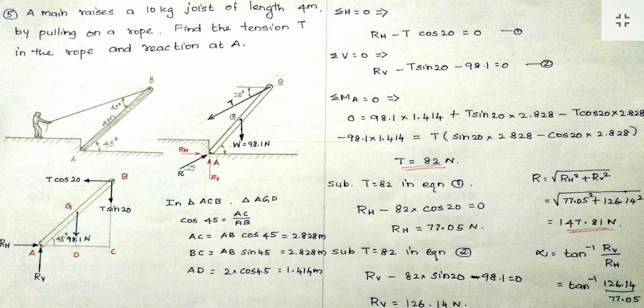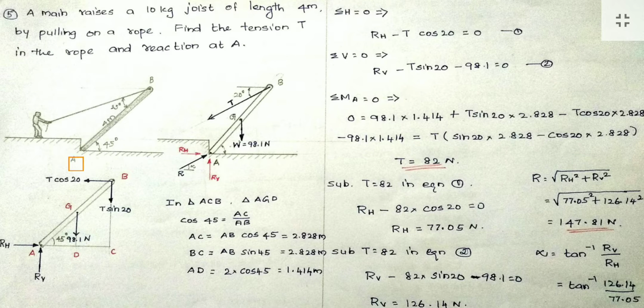He is raising this stick with the help of a rope. He is pulling the rope, so the joist is rising. Find the tension in the rope and reaction at A. So we have to find the tension. While he is pulling, a tension force acts on this rope. We have to find this tension force and the reaction at A.